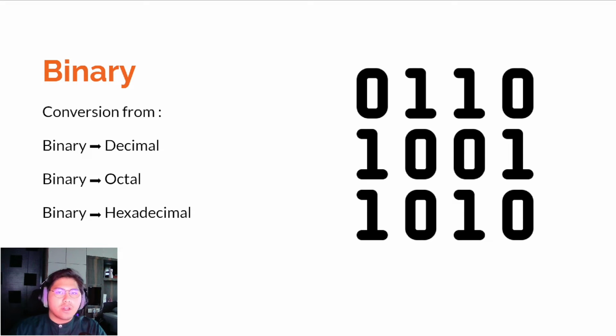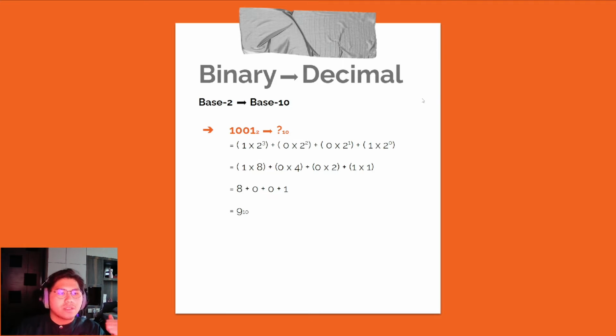Assalamualaikum warahmatullahi wabarakatuh. My name is Amar Hazik and I am going to explain how to convert from binary to decimal, octal, and hexadecimal. So the first thing is binary to decimal. Basically we are just going to take the rightmost number in the binary and then multiply it by 2 to the power of x, where x starts from 0.